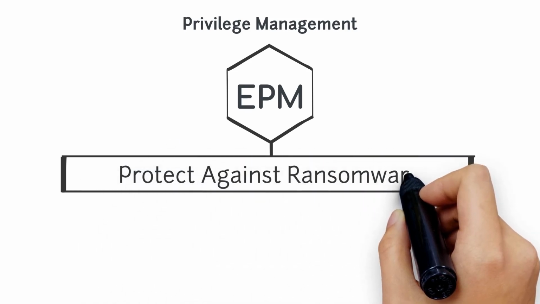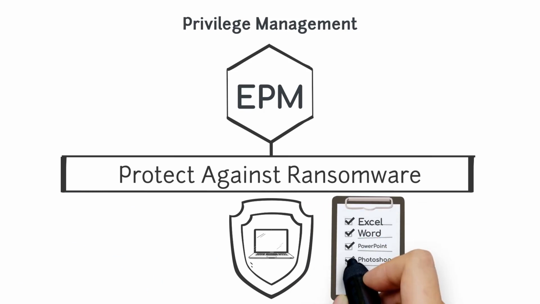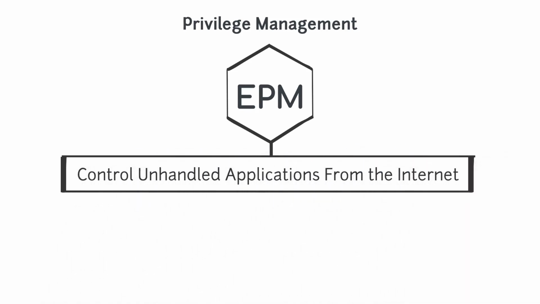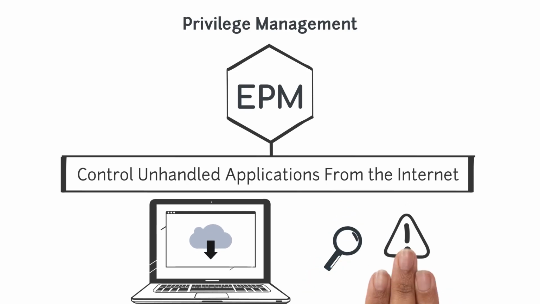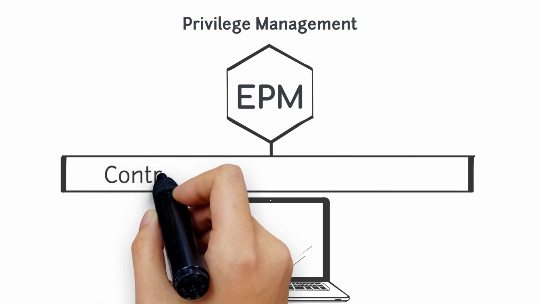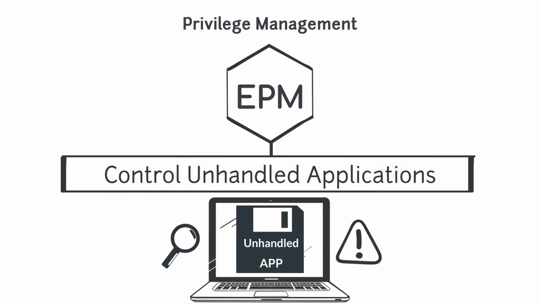The Protect Against Ransomware option will detect or restrict access to vulnerable file types by unauthorized applications. An authorized applications list can be maintained to allow approved applications to access these file types. The Control Unhandled Applications from the Internet option allows for detecting, restricting, or blocking applications that have been downloaded from the Internet. Finally, the Control Unhandled Applications option will allow administrators to detect or restrict application usage for applications that are not handled by an EPM policy.